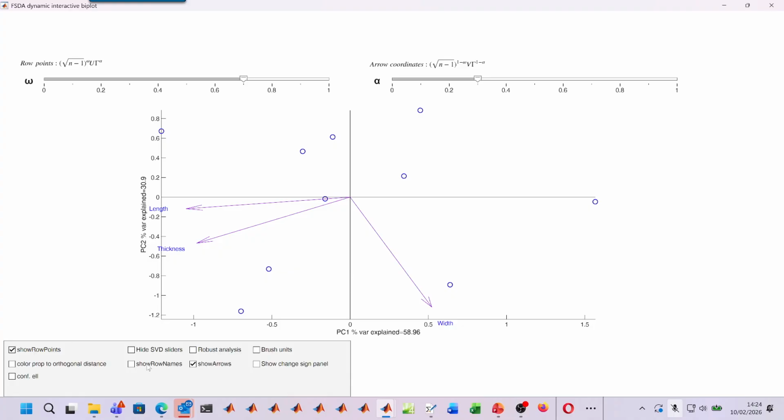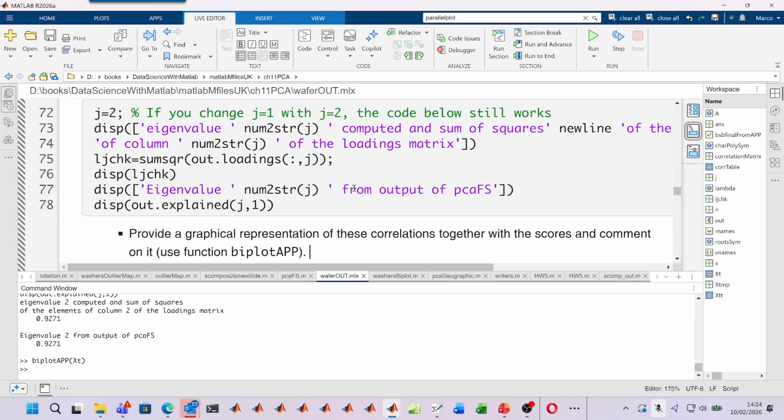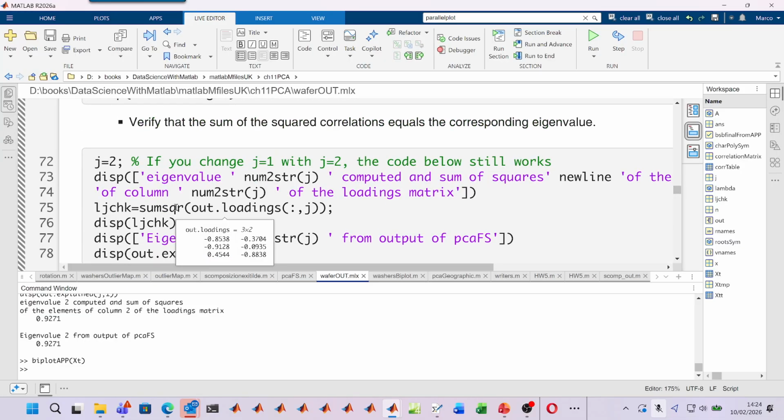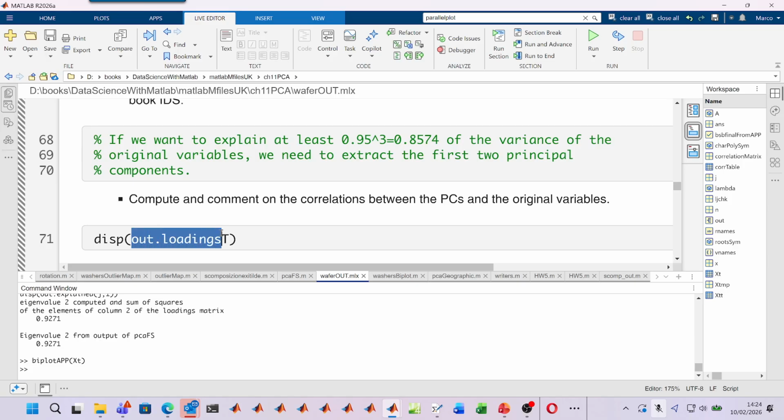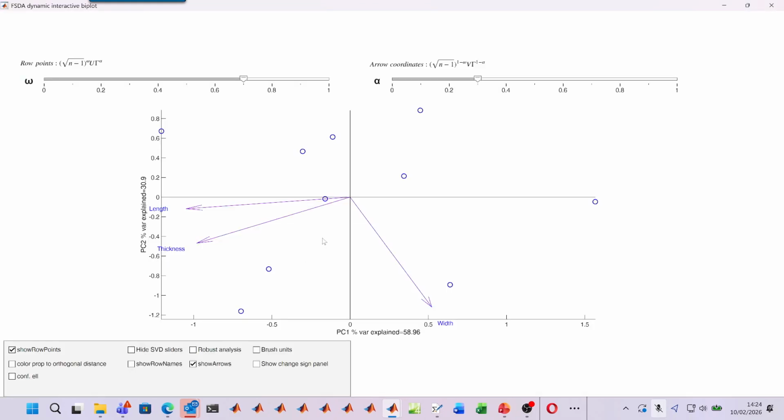Now, let us see the correlation. The correlation of length with the first principal component. Length is negatively correlated with the first principal component. Thickness is negatively correlated with the first principal component. You can see the loadings. Where are the loadings? Loadings T, thickness and length. Thickness and length go in the direction of the negative values for the first principal component, so they are negatively correlated. Right.